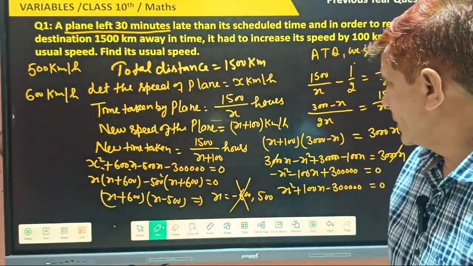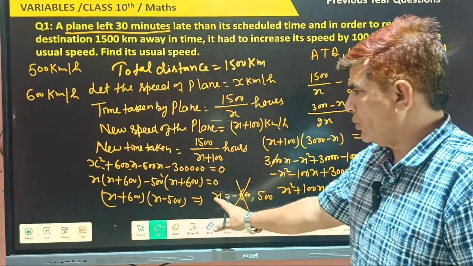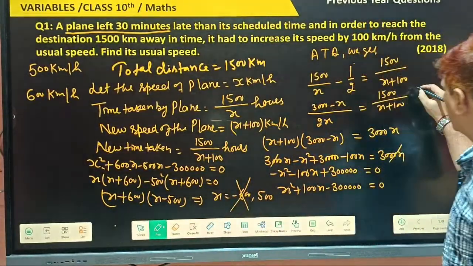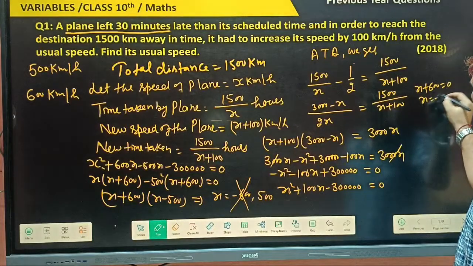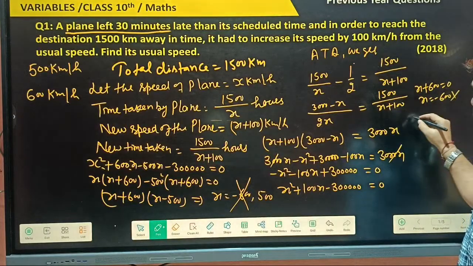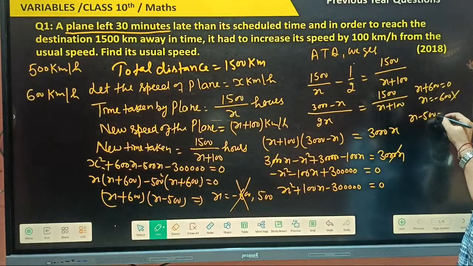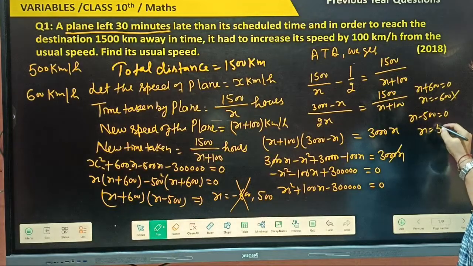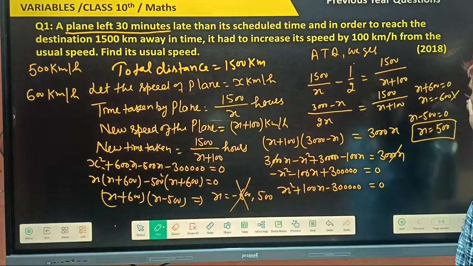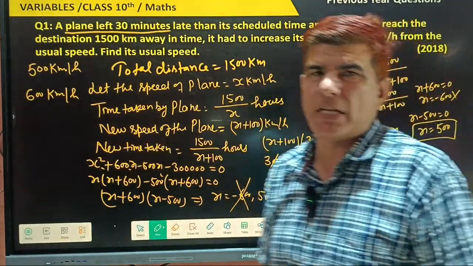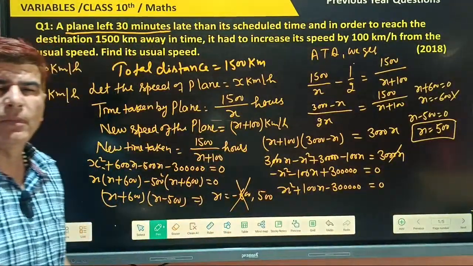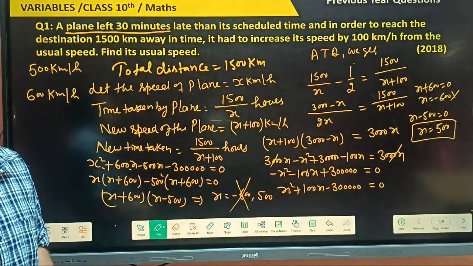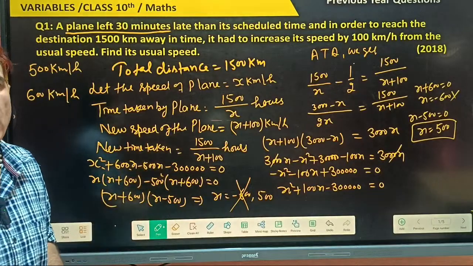Understood? After this, directly I have written this. This we can show like this: x plus 600 equal to 0. So x is equal to minus 600, which is not our case. x minus 500 is equal to 0, so x is equal to 500. This is our case. So what's the usual speed, the starting speed of the plane? 500 kilometer per hour.